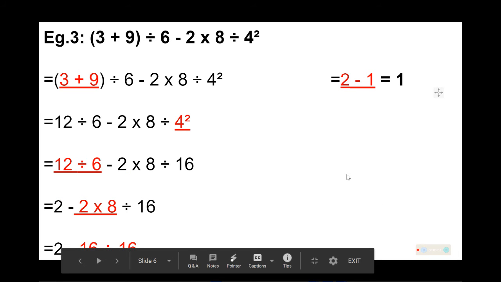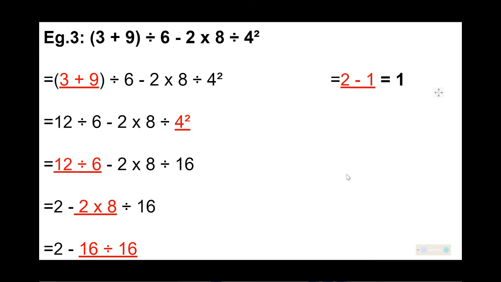And the third example, we have 3 plus 9 divided by 6 minus 2 by 8 divided by 4 squared. Now this one is a little trickier than the first two, but no worries. Once we follow the order, we will be just fine. So the first letter in the acronym is B, so we are going to work with the brackets first. So we have 3 plus 9, which will give us 12. Then we are going to the O, which is the order. So 4 squared will become 16.